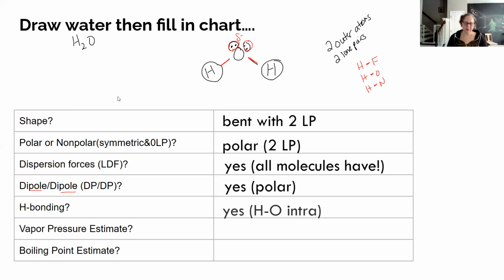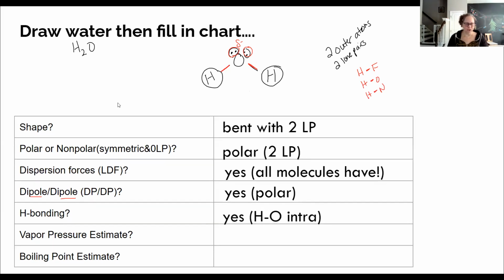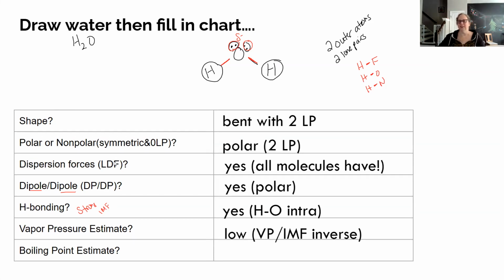Okay. Vapor pressure estimate. We have the strongest IMF. IMFs and vapor pressures are opposite, so we have a low vapor pressure. It has a low pressure to turn into a gas. Water is a liquid at room temperature. That makes sense because it takes a while before we get up to 100 degrees. So it has a low vapor pressure, and then it would have a high boiling point.